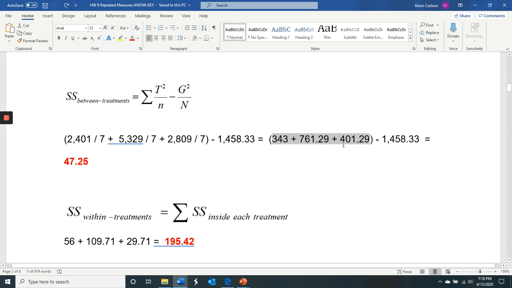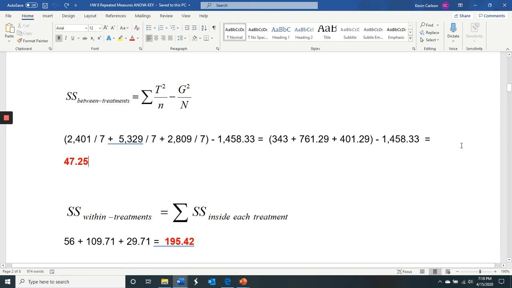Then we add these numbers together and subtract 1,458.33, which is what we found to be G squared over capital N in the SS total. So we go ahead and solve that, and SS between treatments is 47.25.